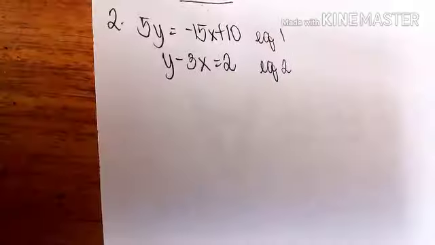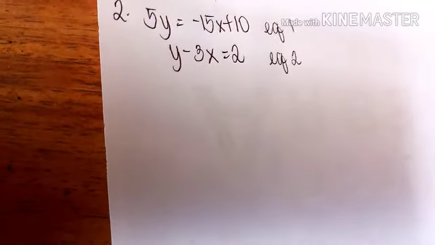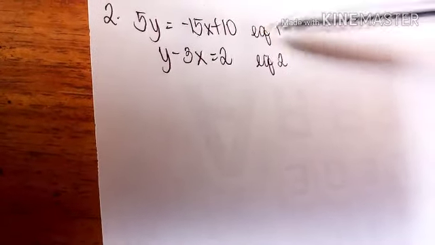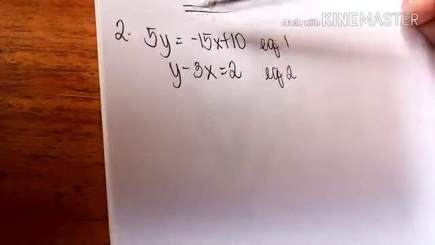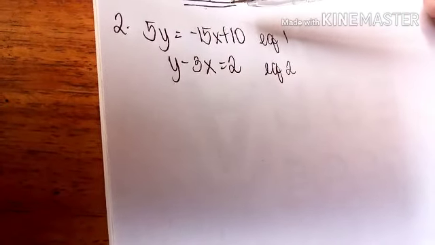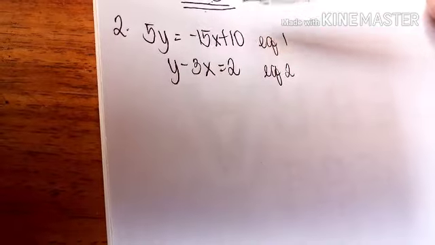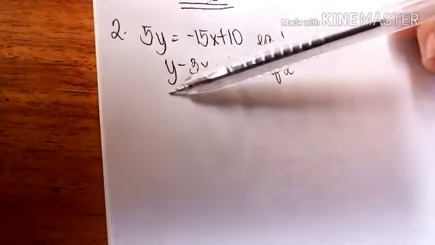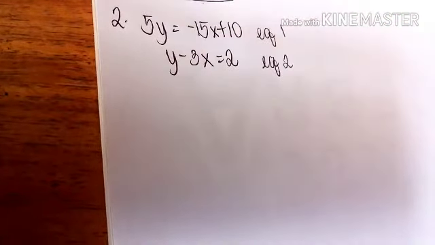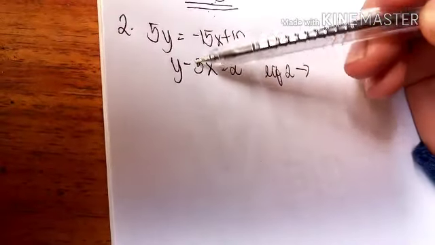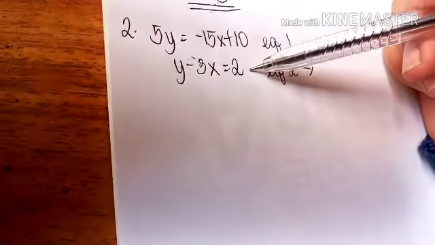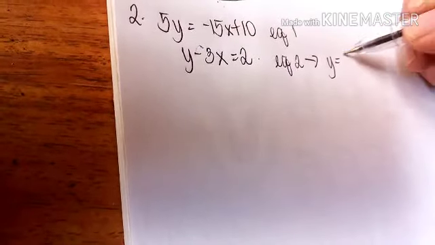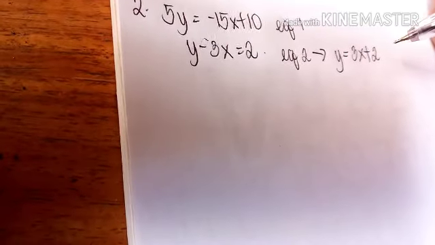Second example. Let's have the second example. So in here we have equation 1 and equation 2. Now in equation 1, we don't have a variable which has a constant of 1. In equation 2, we have y, which has a constant of 1. So let's use this. We simply transpose negative 3x to the right side of the equal sign. So that would be y is equal to 3x plus 2.